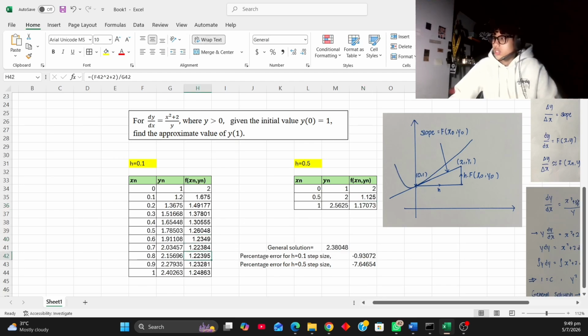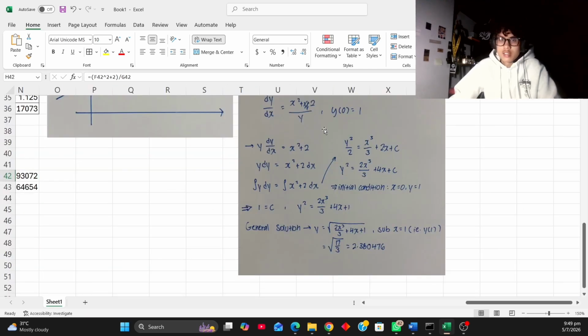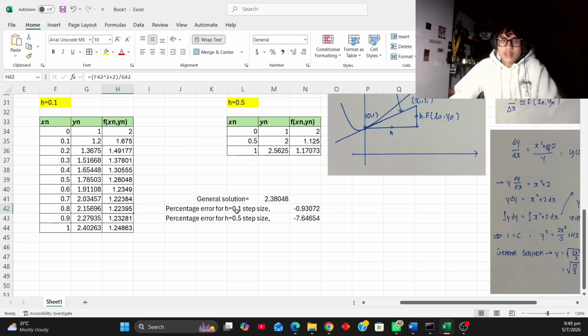And now, to evaluate the accuracy of Euler's method, I solved the equation analytically, which is shown by my working over here, where I integrate both sides, I bring over the y, etc. And I found that the general solution is 2.380476. Okay, and now I'm going to compare that with my step sizes where h is 0.1 and h is 0.5. It is shown that the percentage error for h = 0.1 is negative 0.93072, while the percentage error for the 0.5 step size is negative 7.64654.